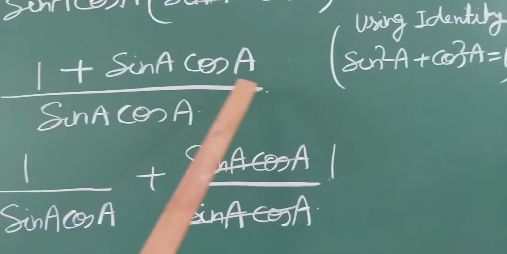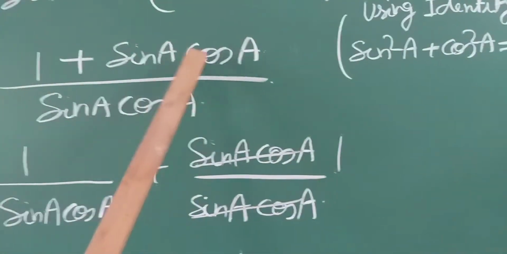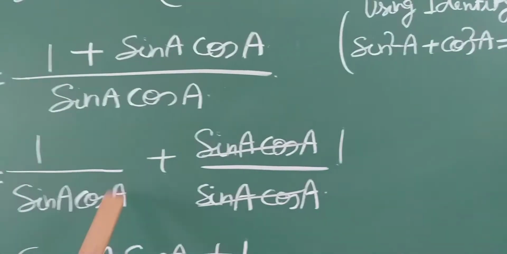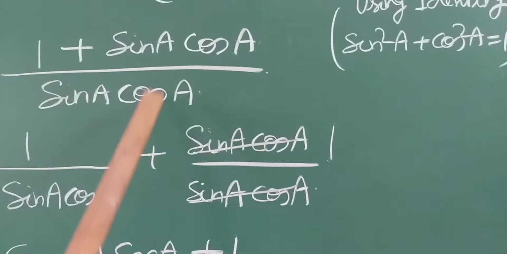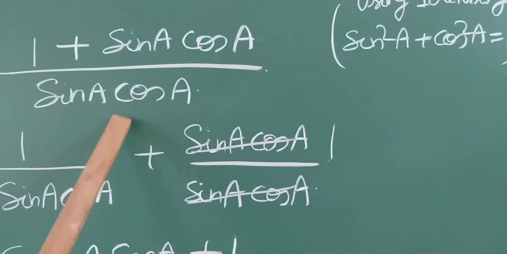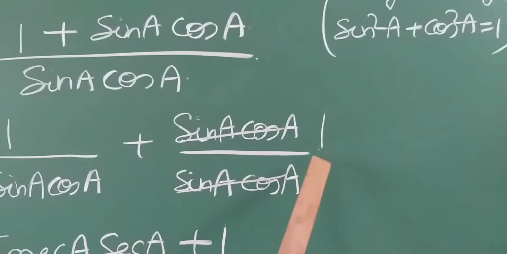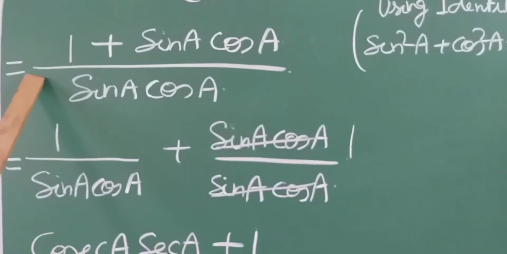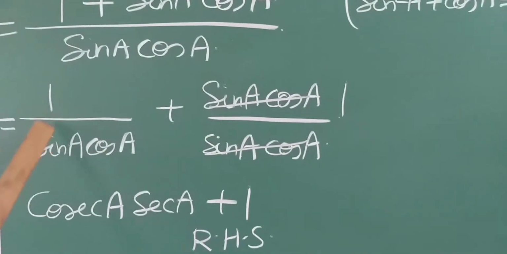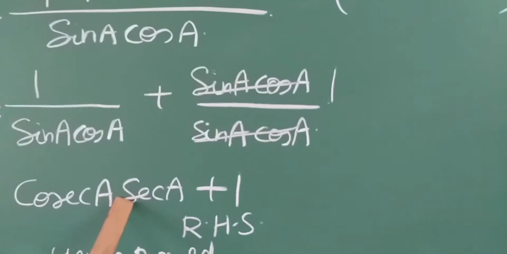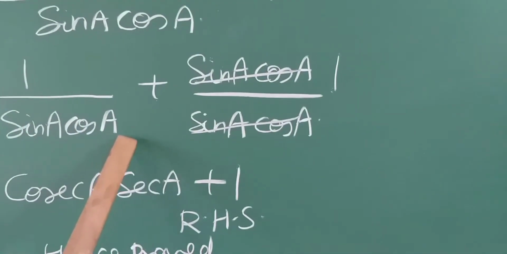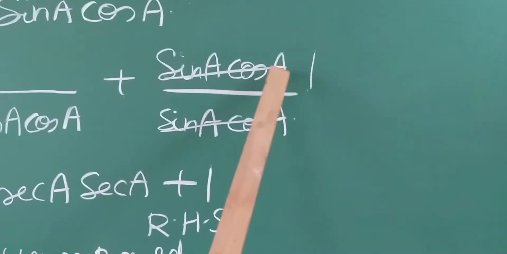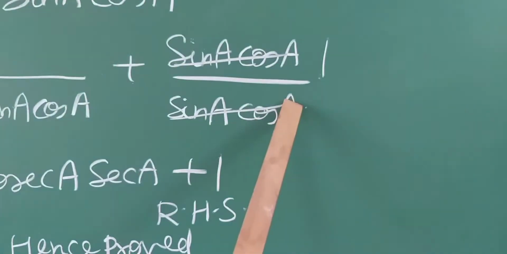Now students, we can separate both parts. First part we can write 1 upon sin a cos a, plus the second part sin a cos a upon sin a cos a. Students, if we take LCM we can get the same. So 1 upon sin a is cosec a, 1 upon cos a is sec a, and in this side sin a cos a will be cancelled. Answer is 1.